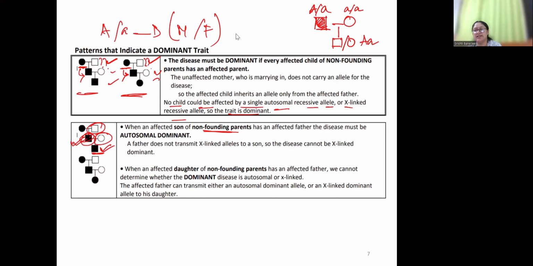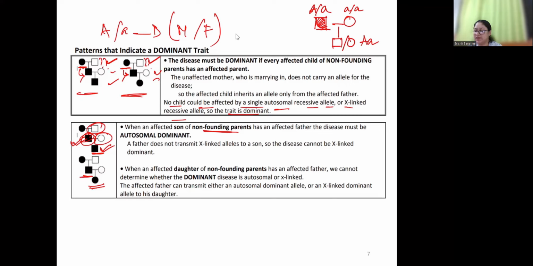This person is affected by the father, but that is not because of X. Because the father does not transmit the X-linked allele to the son. It transmits it to the daughter. To the son, it cannot give that, right? So the disease is not from the X of the father. It is from the autosomal origin. Again, if a daughter of the non-founding parent has an affected father, it is difficult to determine whether the dominant disease is autosomal or X-linked. Why? Because the father is capable of transmitting either the autosomal dominant allele or the X-linked dominant allele to the daughter.